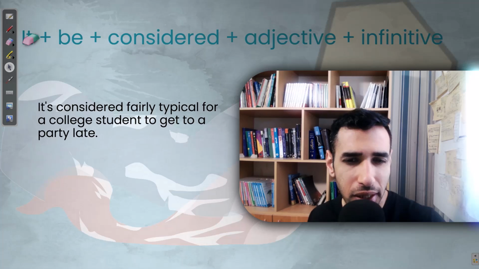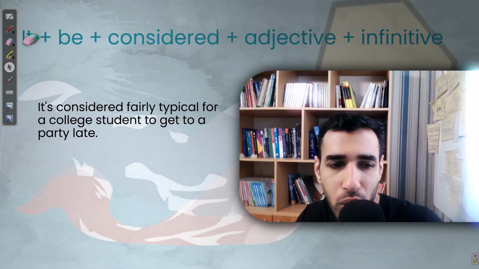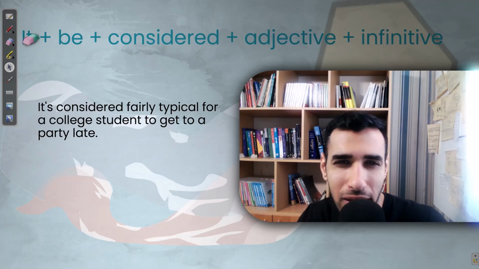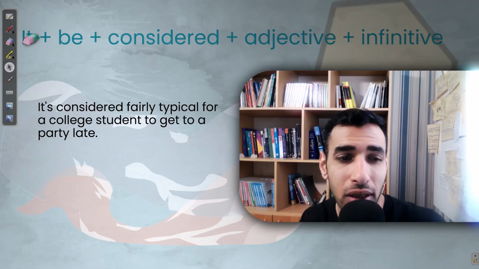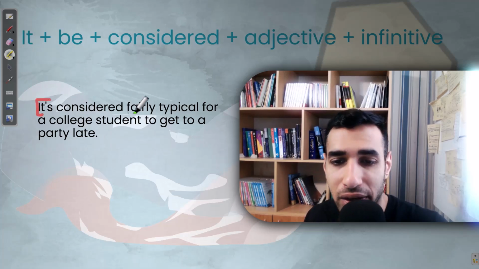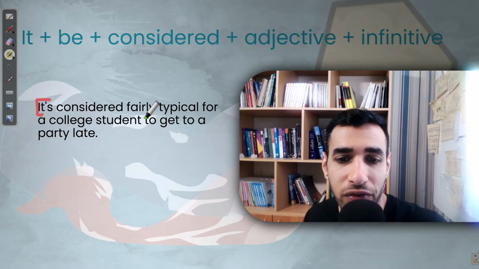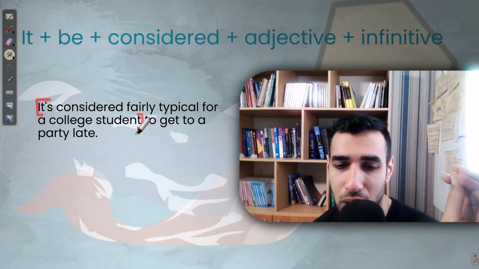It's considered fairly typical for a college student to get to a party late. Can you identify the independent clause? Yes, it's considered fairly typical for a college student. This is our independent clause. To get to a party late.